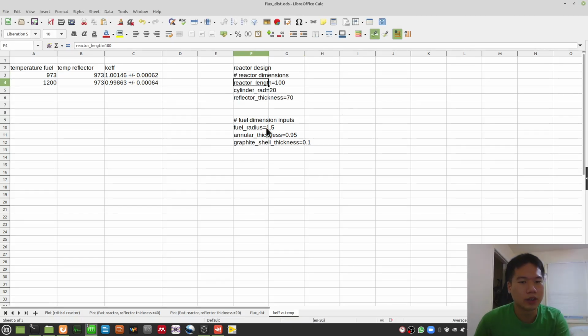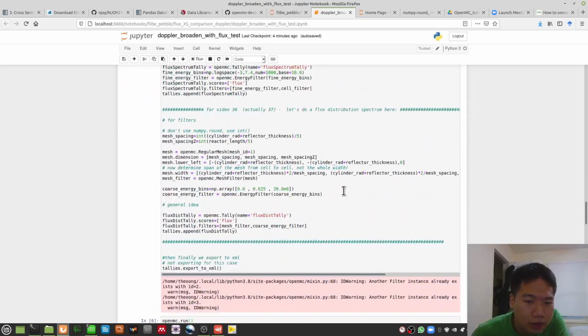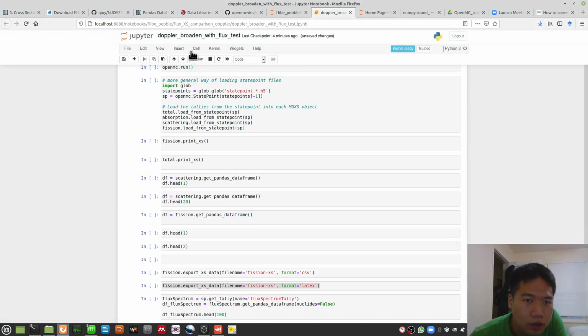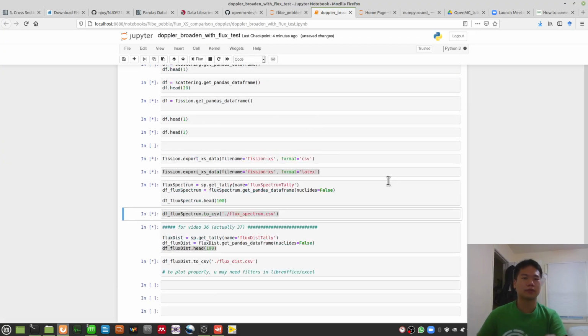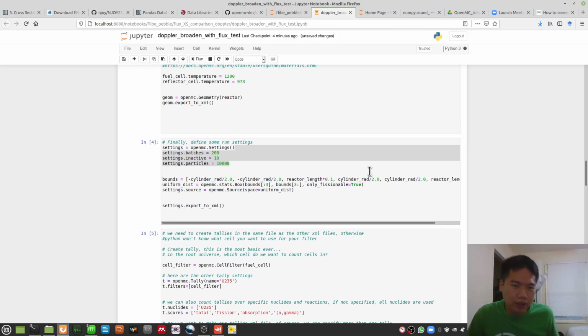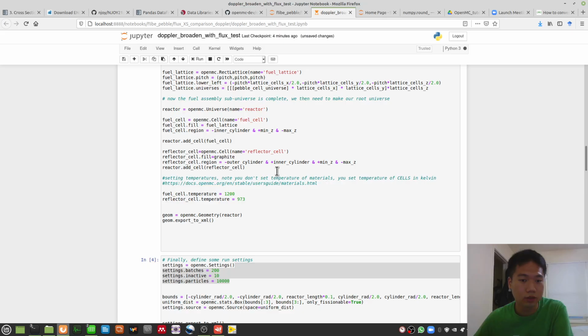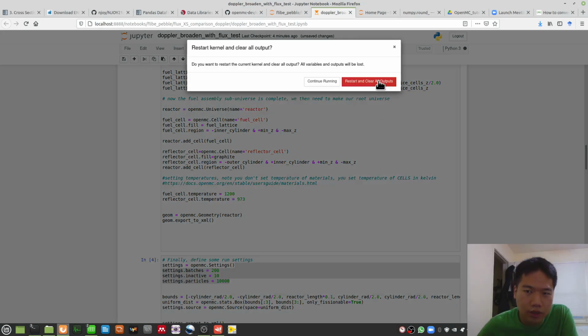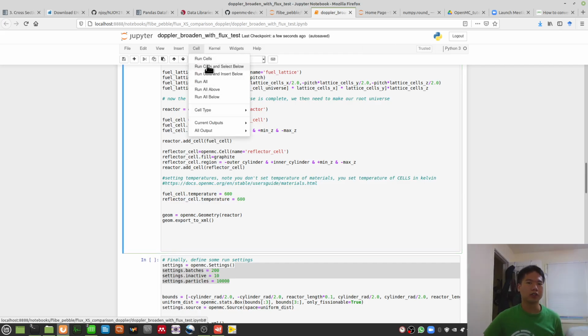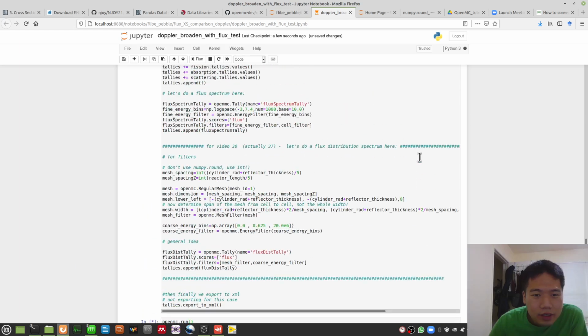Okay, so let's see whether it's running. Yeah, I need to clear output. So I'll run all. I'll put 600 Kelvin because again the data is available for, oops. Restart and clear all. I forgot to change to 600. Okay, 600. And later, of course, we can deal with the cross sections and look at the flux spectrum. But that's a lot of data. All right.